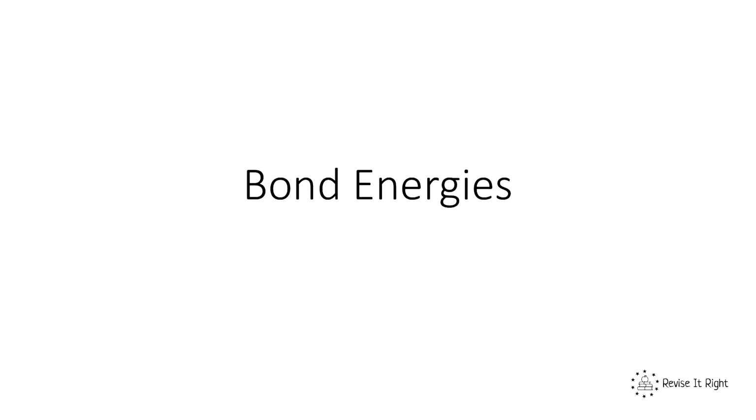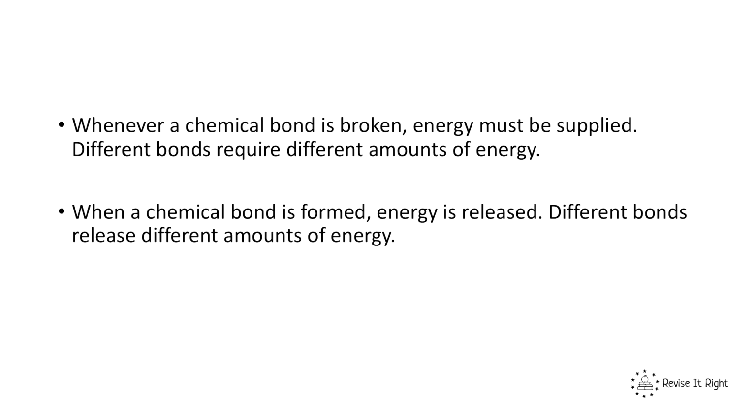This video is about bond energies. Now, whenever a chemical bond is broken, energy must be supplied to break that bond. It's important to note that different bonds require different amounts of energy to break. So it takes different energy to break a hydrogen bond, for example, than it does a bond between two oxygens. And therefore, that must mean that when a chemical bond is formed, energy is released.